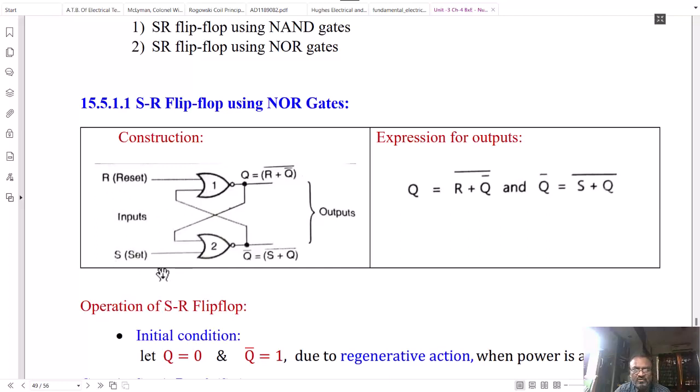The R input is also called the reset input, and the S input is called the set input. That's why the name of the flip-flop is SR flip-flop. The outputs of the flip-flop will always be Q and the other output is the complement of Q. The expressions for this Q output and Q bar output from the NOR gate operation are shown here. So the Q output is the complement of R or Q bar, and the Q bar output is the complement of S or Q.